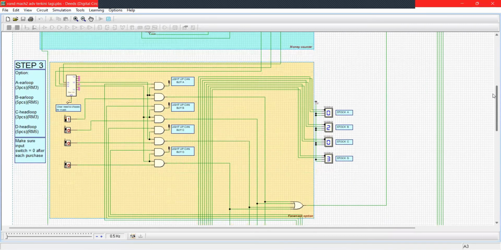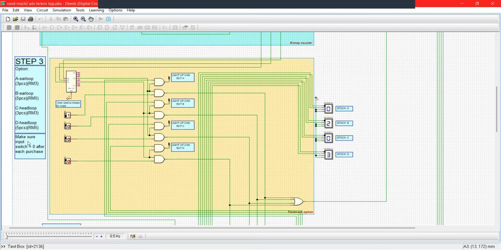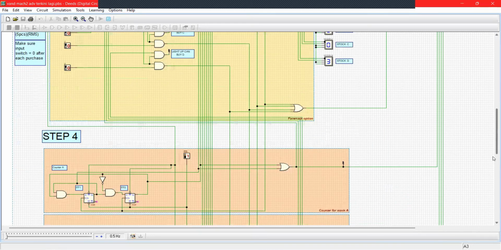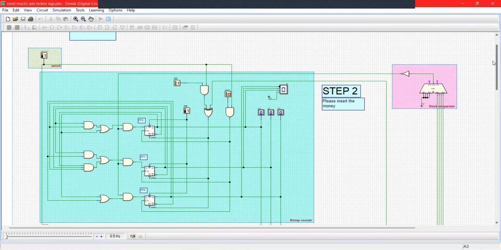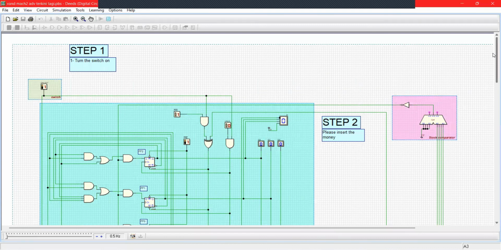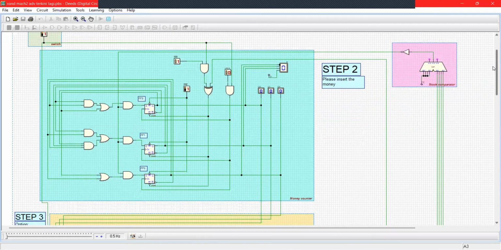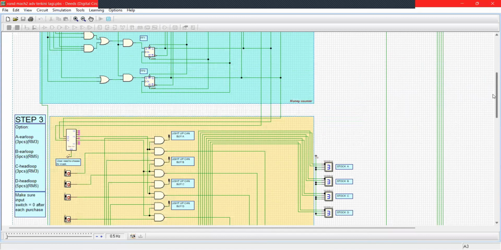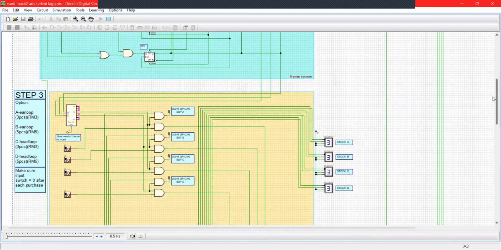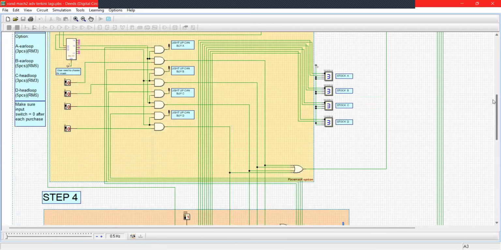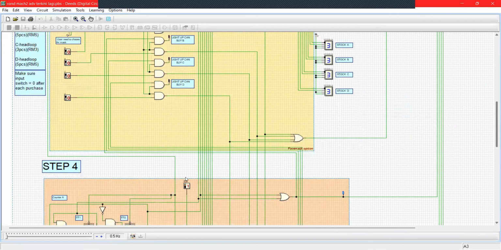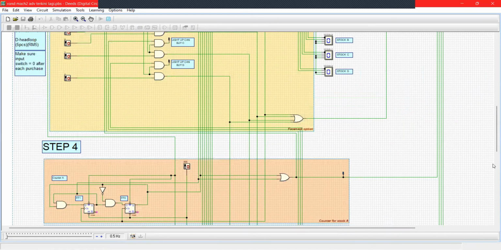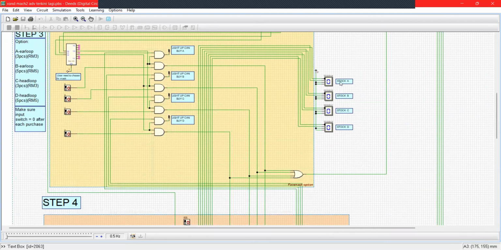So for your information, we need to make sure the input switch is 0 after each purchase, so that we can do another purchase. For the last part, we are going to discuss what will happen when all of this stock is finished. For example, when all of this stock is cleared, we're going to clear the stock for now. So we clear the stock. Okay, we can see that A, B, C, D, all of it becomes 0.